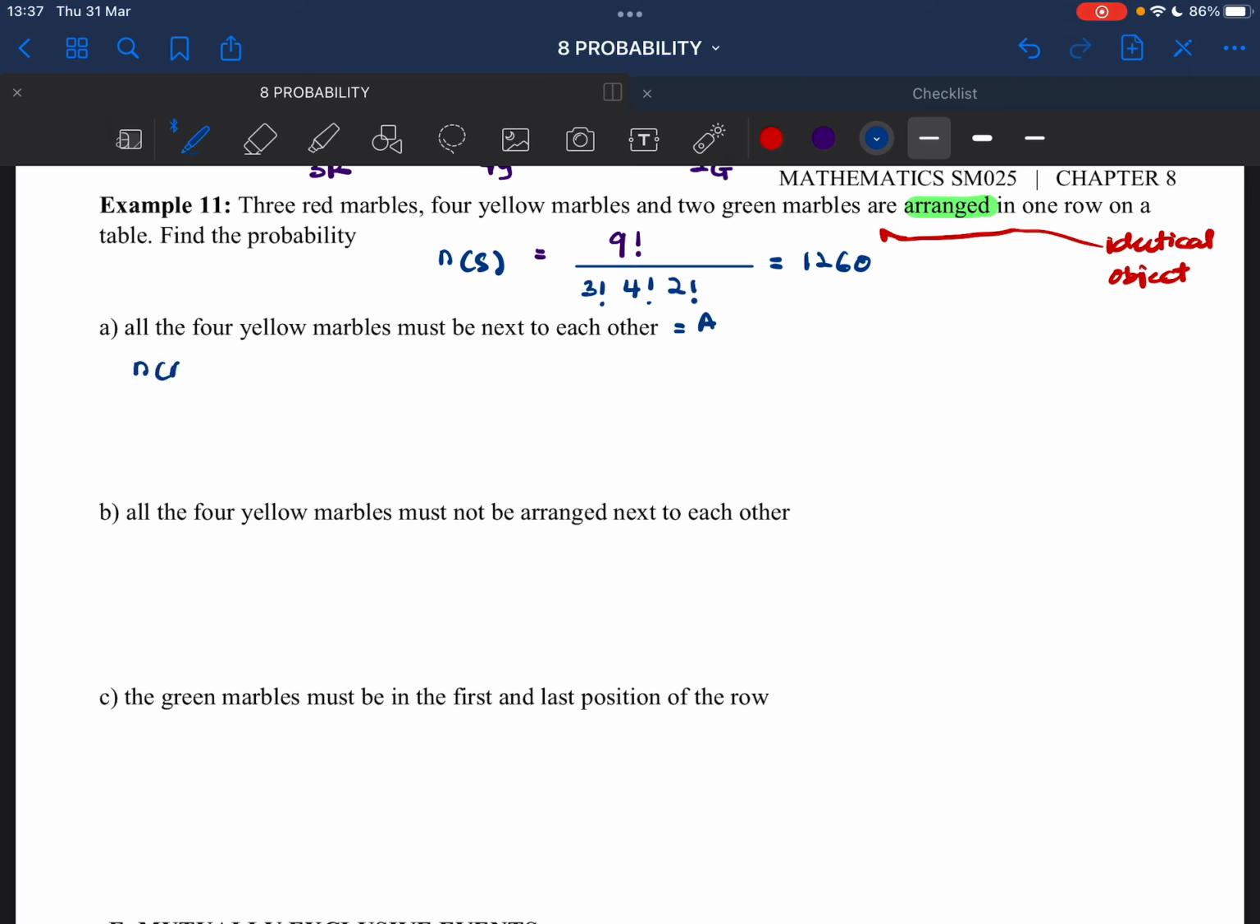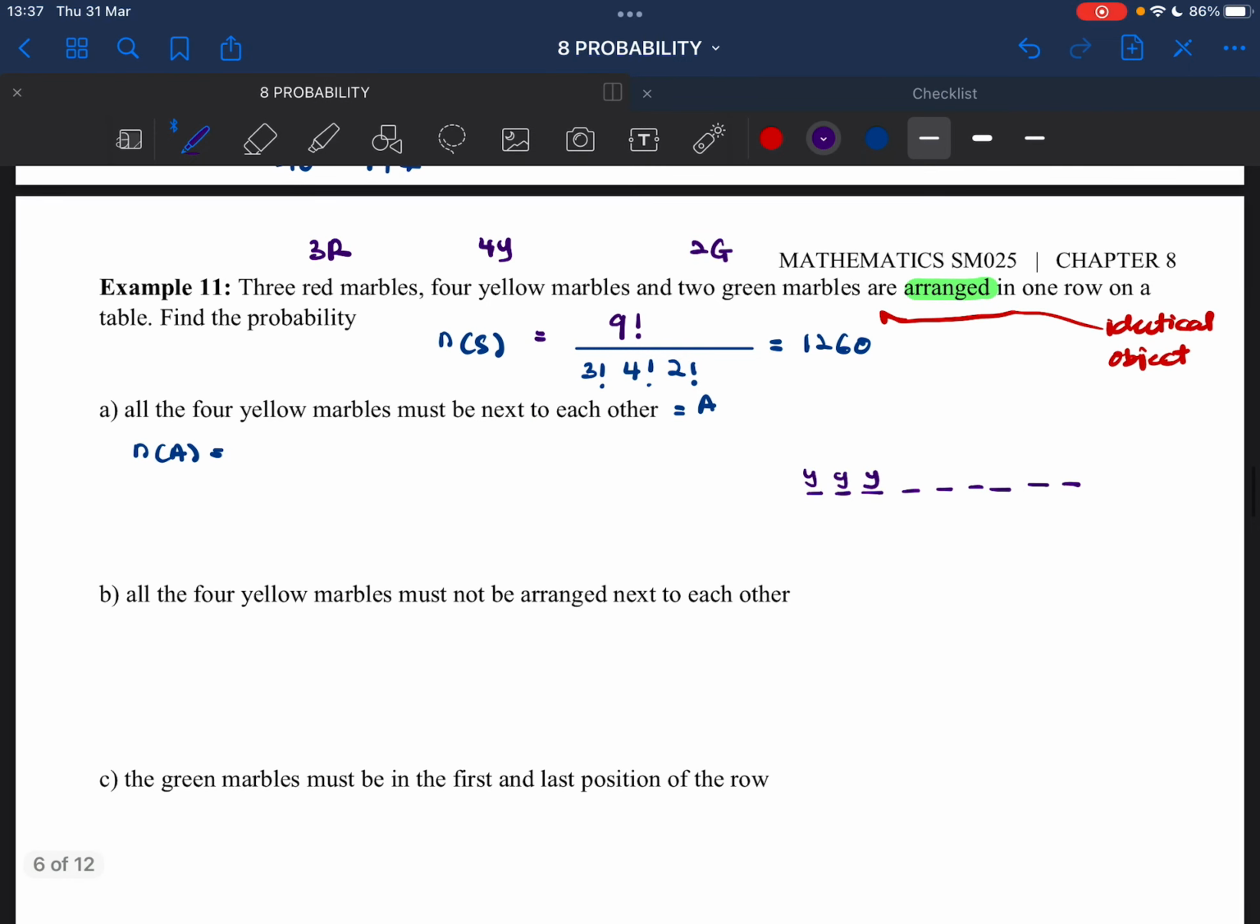So to find A, all 4 yellow marbles must be next to each other. We have 9 marbles. How many yellow do we have? 4. If it says next to each other, it is the same thing as together. Together, what do we do? We draw a circle, and that will be considered as 1. So we have 1, 2, 3, 4, 5, 6. Among these 6, we can arrange in 6 different ways, so that will be 6 factorial.